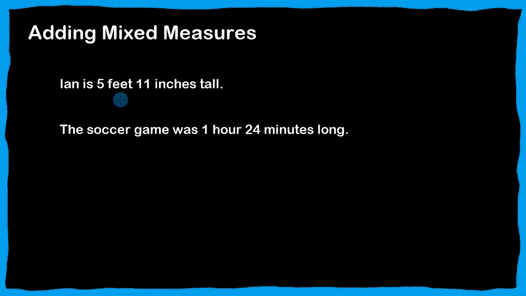Ian is 5 feet 11 inches tall. So we have his height, but it's written both in feet and inches. So we would actually have to add those two together. 5 feet and 11 inches is his height.